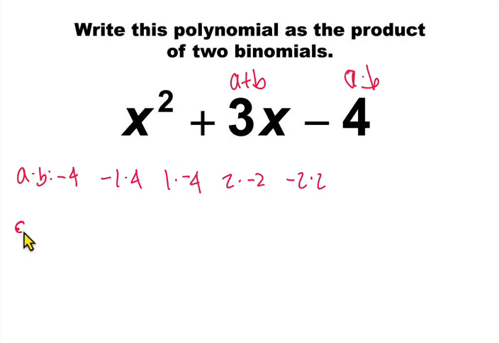Let's take a look at a plus b. As you can see, this pair, -1 plus 4, will equal 3. So as a result, this polynomial can be factored as x minus 1 and x plus 4.